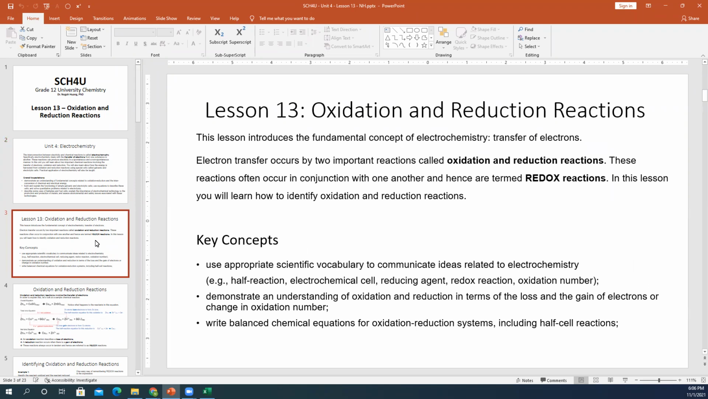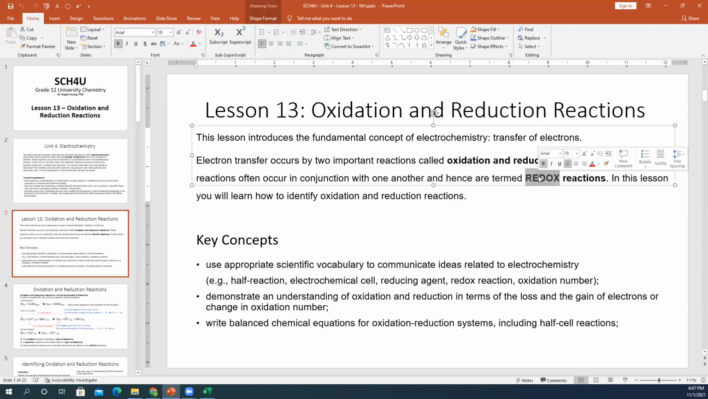In oxidation reduction type reactions, as I said, electron transfer occurs between two components. One is oxidized, one is reduced. And since these reactions often happen in conjunction with one another, they are just in short form termed redox reactions.